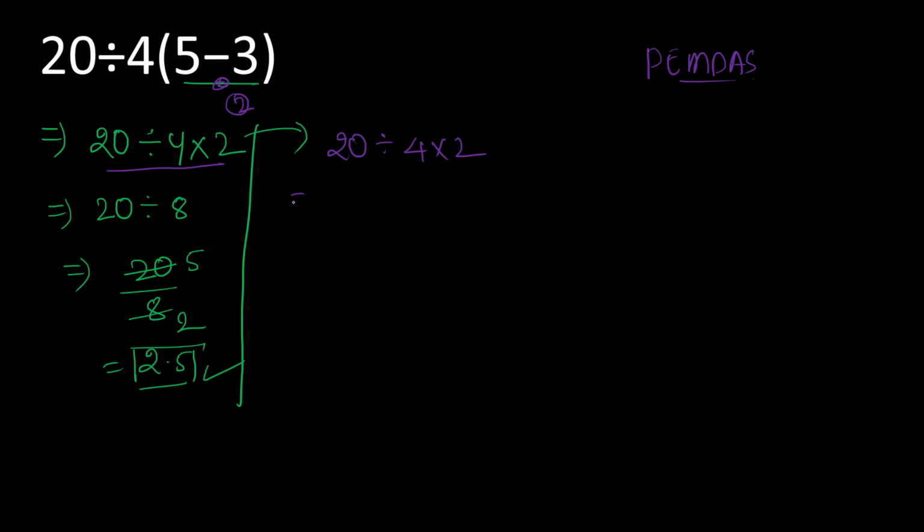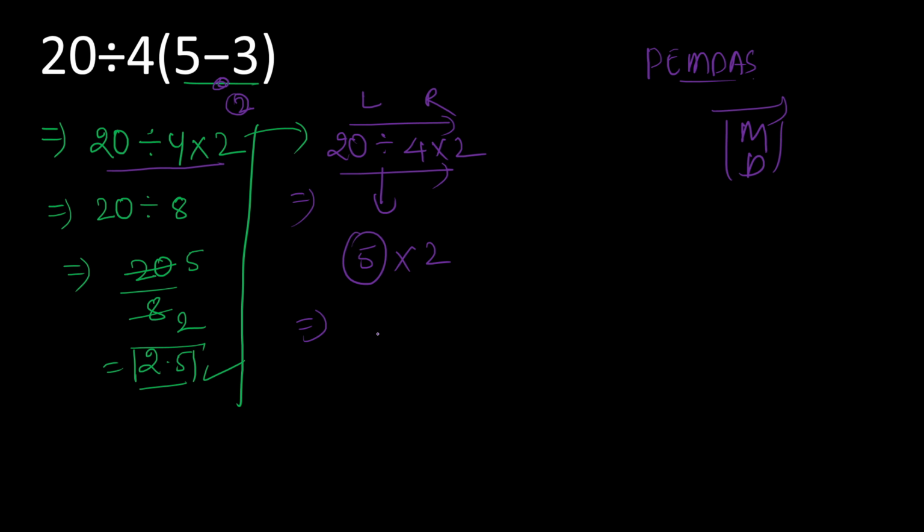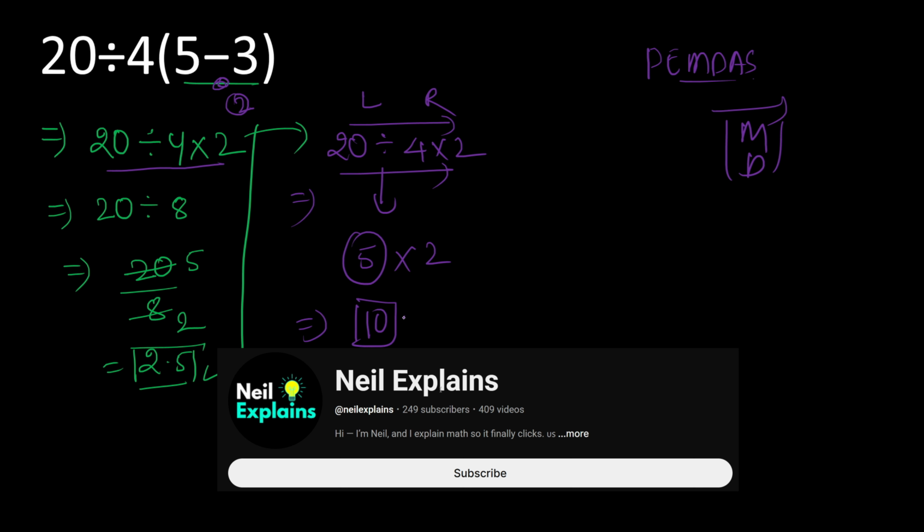We will write like this, and after that we will do left to right operation, because multiplication and division have the same priority, and in that case, left to right. So we will first do this division part, which is 20 divided by 4, which will give result 5. Okay, now 5 times 2, and 5 times 2 will give result 10, which is the correct answer.